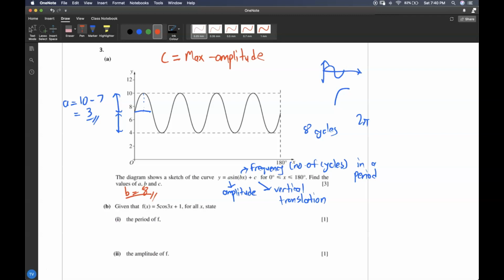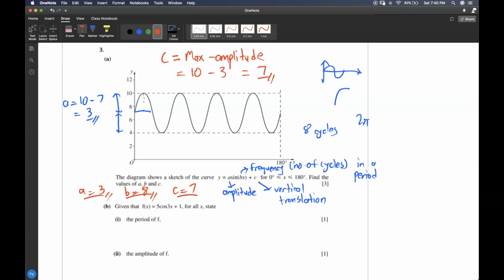Alright, so in this case, the max value is 10. You minus the amplitude, you are going to get 3, so that should be 7. So your vertical translation here is 7. So C equals 7. Of course, A equals 3.